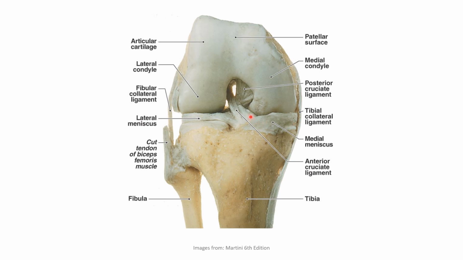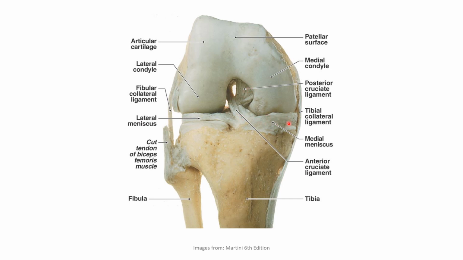Okay, also seen here are the cruciate ligaments. This is anterior cruciate ligament, and this attaches to the tibia anteriorly. And this is posterior cruciate ligament, okay, crossing behind it. So anterior cruciate ligament, posterior cruciate ligament.